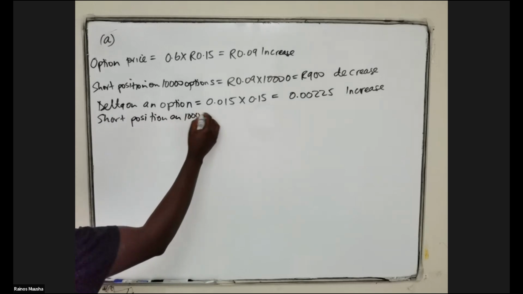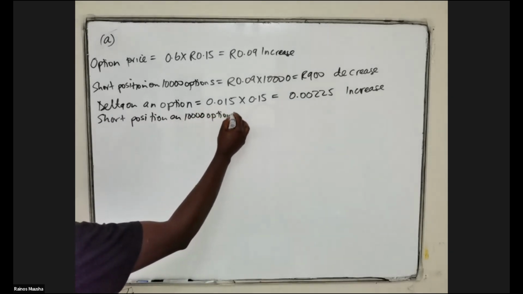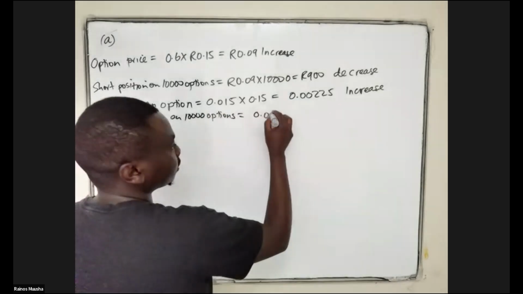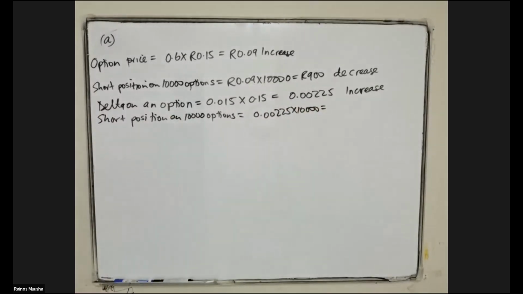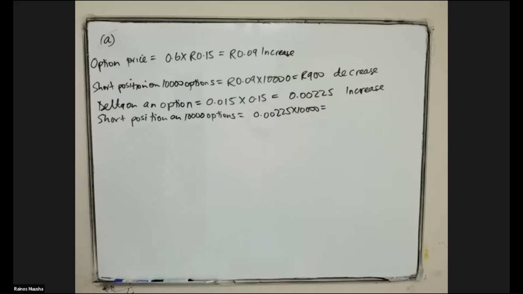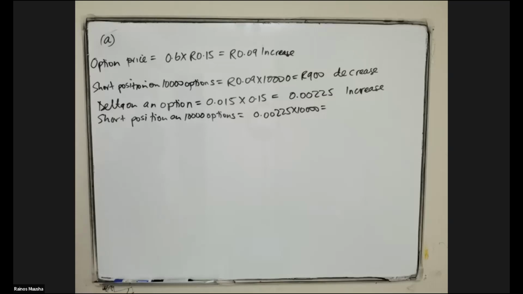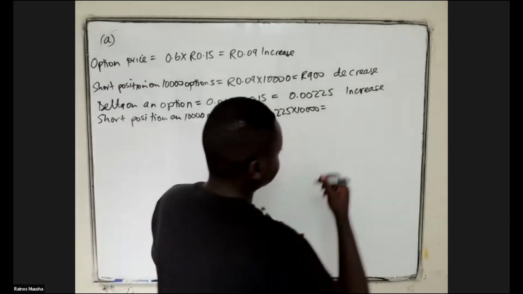But now, when it comes to the short position on 10,000 options, you are now going to say this movement of 0.00225 multiplied by 10,000, how much do you get? 22.5.